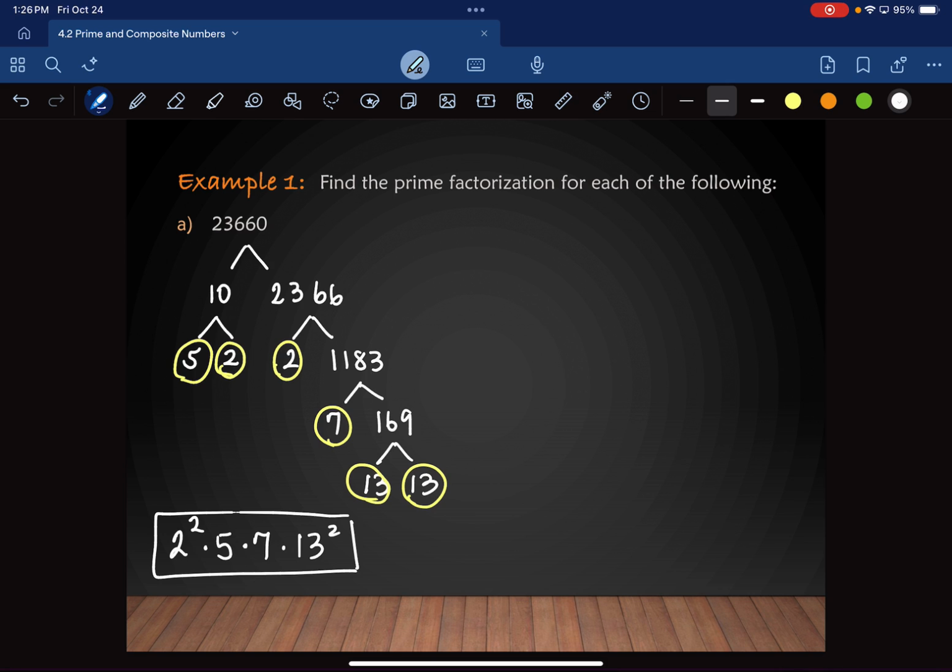How could I check it? Multiply it out. That would at least tell me that it gets me back to the right number, that it is a factorization. And then I know that it's a prime factorization because all of these bases, 2, 5, 7, 13, are prime numbers. Okay, all good? Okay, have we seen factor trees before?